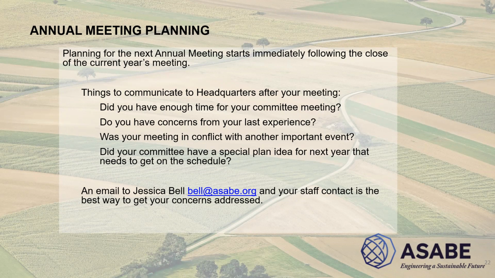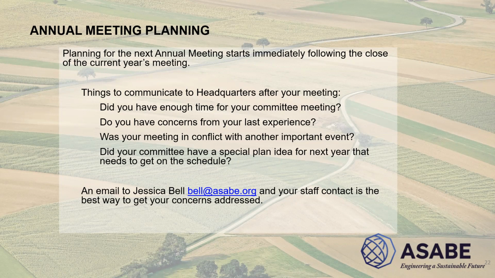Annual meeting planning begins almost immediately following the summer meeting. Basically, Jessica takes a 2-week vacation, and when she gets back, she gets right back into it. So feedback is always helpful for the staff. And I've listed a few items that you might want to communicate following your meeting while thoughts are still fresh. We're still pretty close to the meeting, so you may still have some feedback.